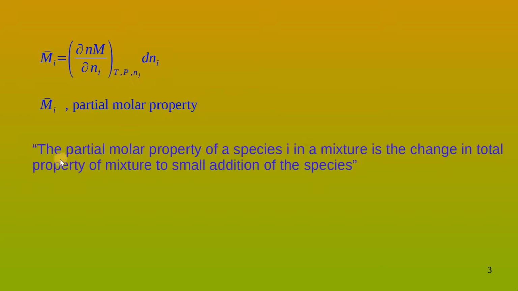So we can say what we have put mathematically in simple language. The partial molar property of a species I in a mixture is the change in the total property of the mixture to small addition of that species.